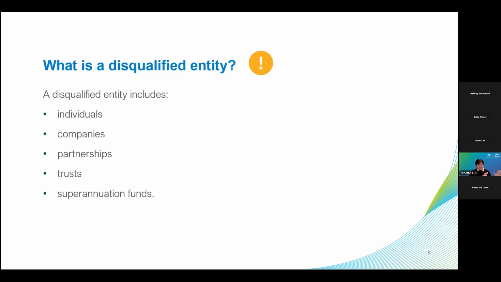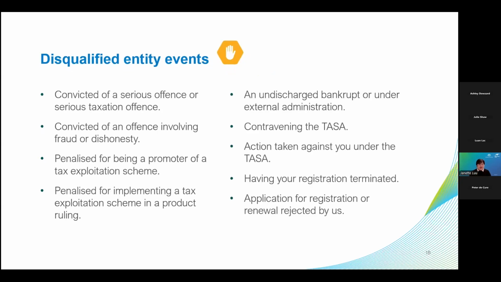So that was a list of entities. The next slide that we have goes into what makes an entity a disqualified one. And it's whether or not one of these disqualifying events may have occurred. And the look back period we consider is in the last 5 years.